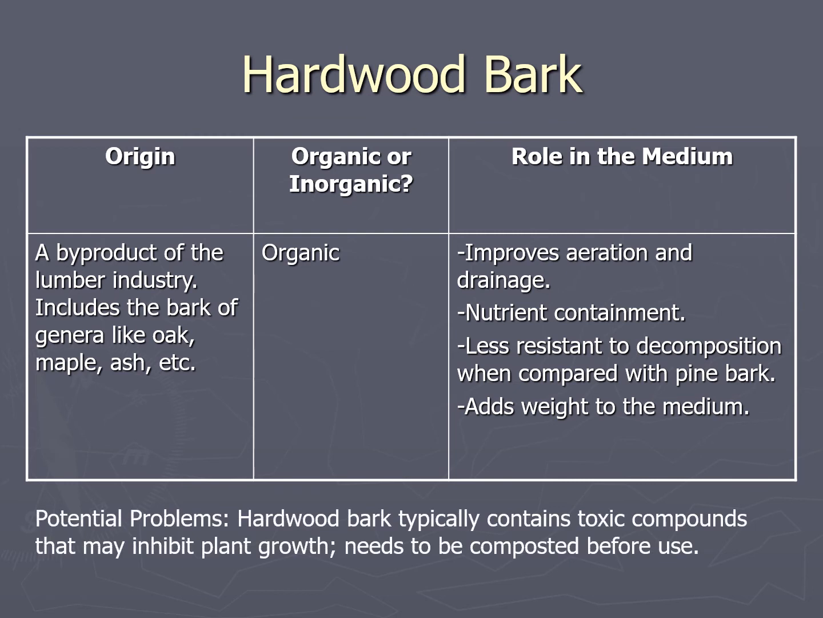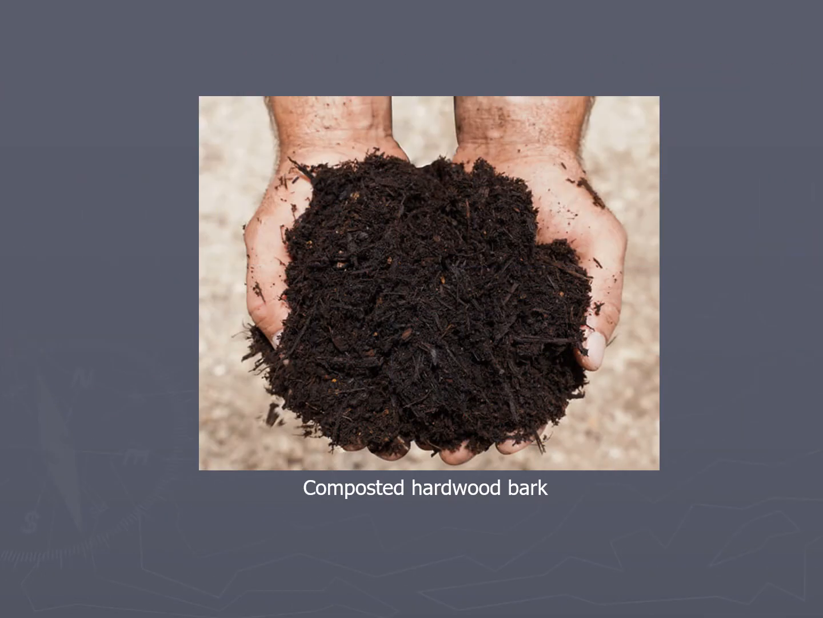A potential problem with hardwood bark is that it typically contains some toxic compounds that may inhibit plant growth, and in order to use it safely, it should be composted before use. So here's a picture of composted hardwood bark.